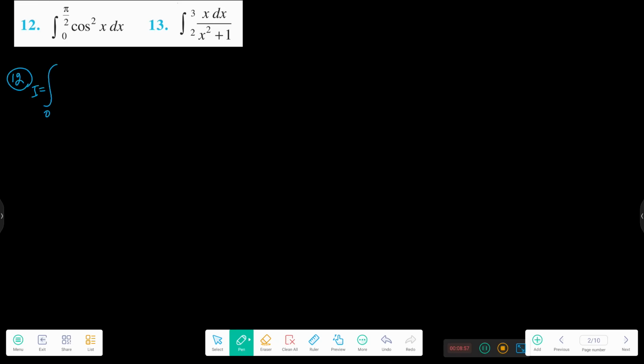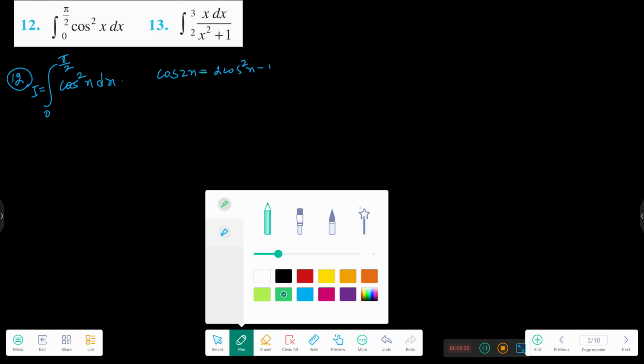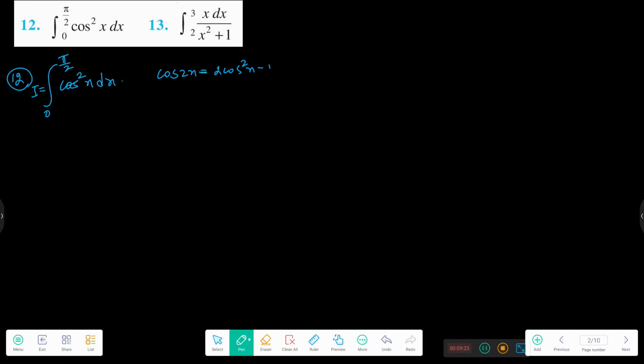I is equal to integral 0 to pi by 2 cos square x into dx. Children, for cos square we don't have a formula directly. So that cos 2x we can use. Cos 2x equal to 2 cos square x minus 1. This formula let's use. Understand? Children, I need a cos square now. Cos 2x plus 1, 2 when you send divided by 2, which is equal to cos square x. So instead of cos square, this formula I can use.